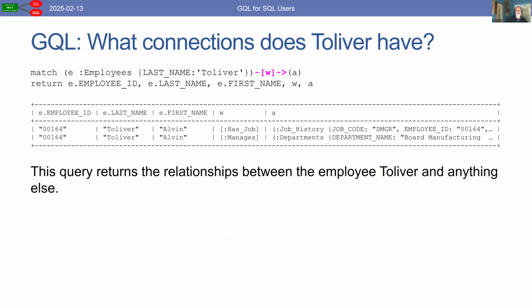So what connections does Tolliver have? Give me employees where the name is Tolliver and a relationship. In this case, I'm using the correlation name W to whatever. And we find that Tolliver has a job with a job history node and manages a department with a department name. In this example, I'm actually also returning the relationship because I can treat the relationship as data.